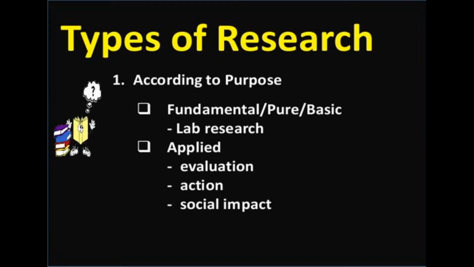So, now we will go to the types of research. Research can be classified according to two types. That is, one is according to purpose and the other is according to method. In the purpose kind of classification, we have the two main types of research. That is the fundamental, pure or basic research and the applied research. In the fundamental, pure and basic research, all the kind of scientific experimental research come under this category.